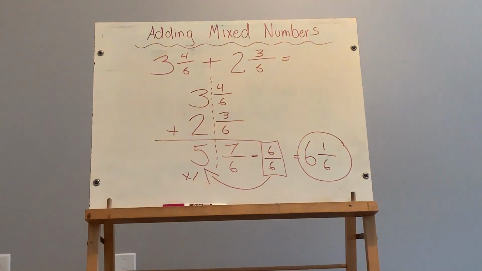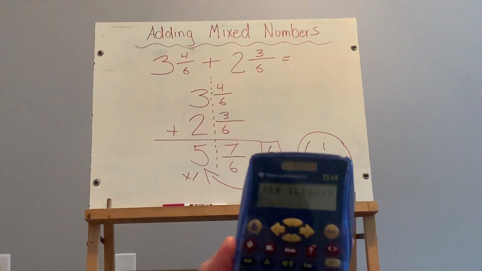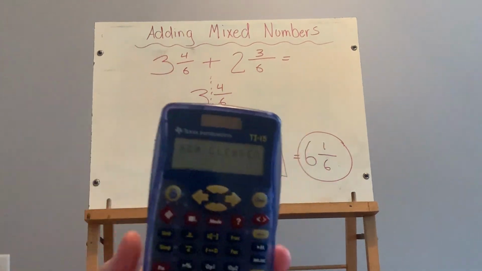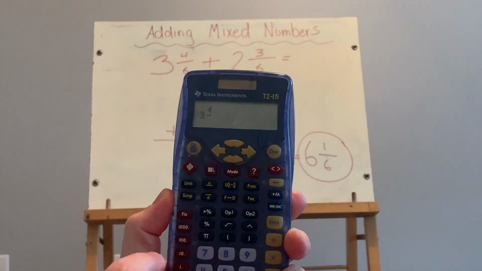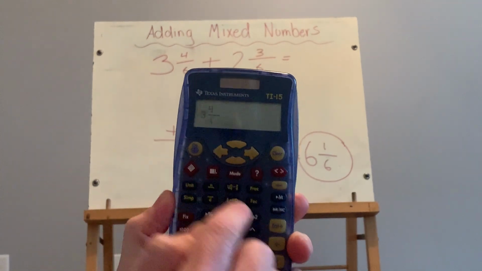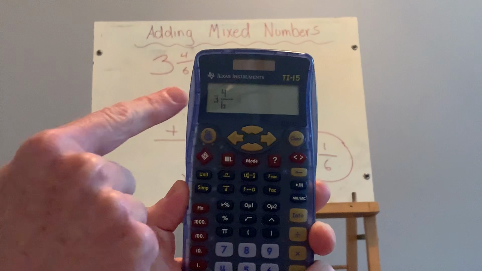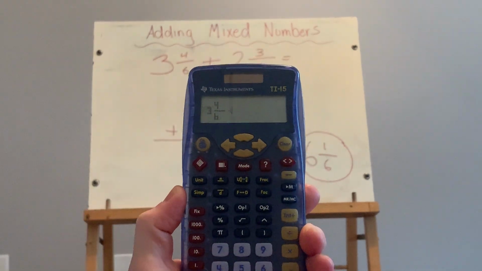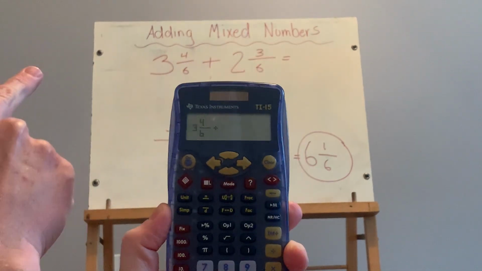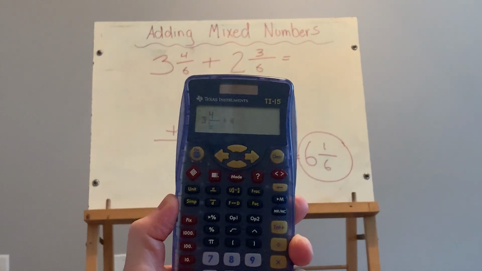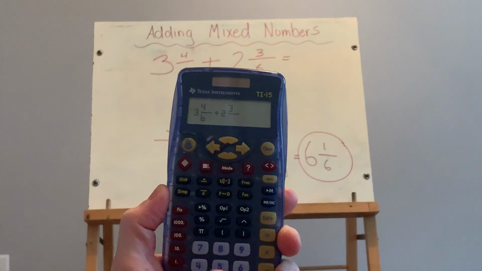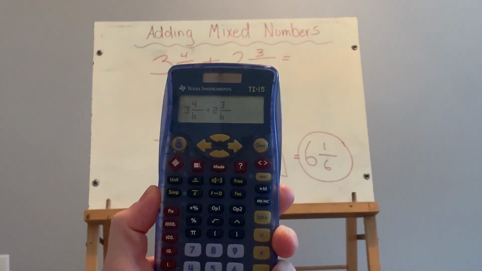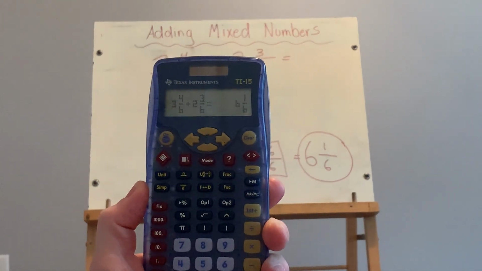So now let's take a look at how we can check our work on our calculator, because we know we can do this. Let's look at our original equation, 3 and 4/6. I'll type in 3 unit, 4 numerator, 6 denominator. So I have 3 and 4/6, and we want to add that to 2 and 3/6. So let's go 2 unit, 3 numerator, 6 denominator. Now let's see what happens when we hit enter.